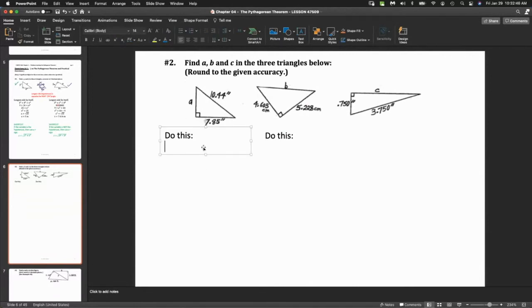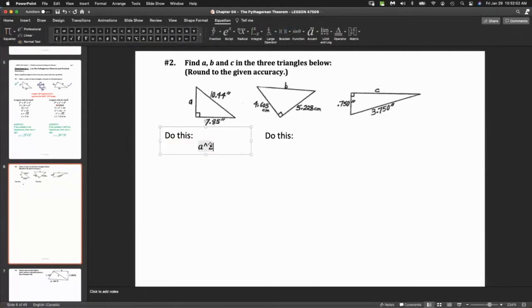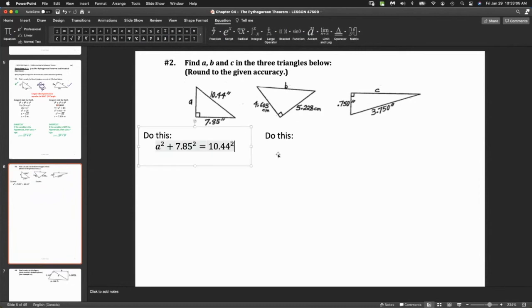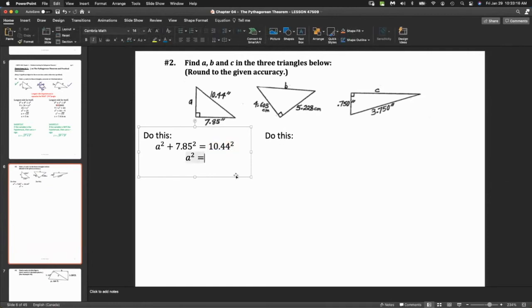Yeah, the 10, right? So the 10.44 has to go by itself. So let's do that. A squared plus 7.85 squared equals 10.44 squared. So the first thing you want to do is the exponents. So I'm relying on you for that. But before I do the exponents, I'm gonna actually just move the 7.85 over. I think it's a little bit cheaper this way. That's what I mean about compromising and cutting out a few of the steps.